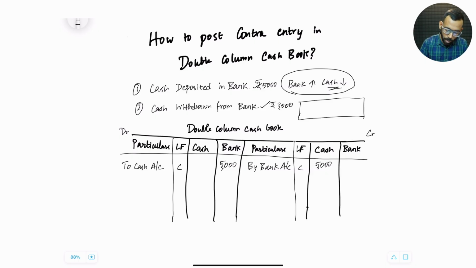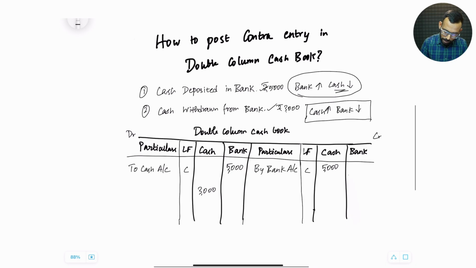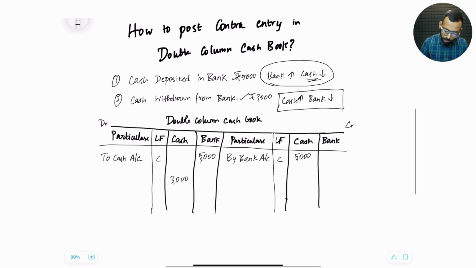So find out what goes down and what goes up. Your cash balance will go up, raw cash will go up, and the balance in your bank account will go down. Therefore whichever is going up, go to the debit side of that column. Here cash is going up, go to the debit side of the cash column in the double column cash book and just write 3,000 first. Cash is increasing, so debit cash by 3,000, and bank is decreasing, and similarly write 3,000 on the credit side of bank column.